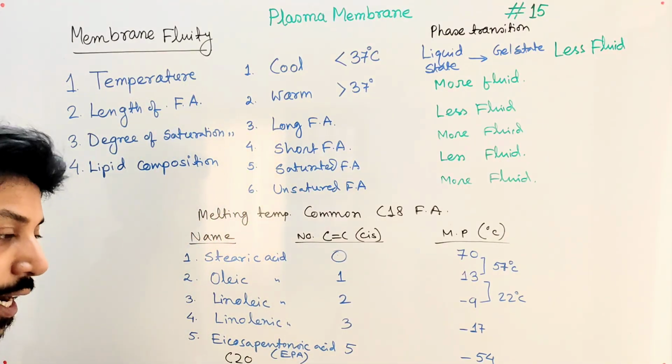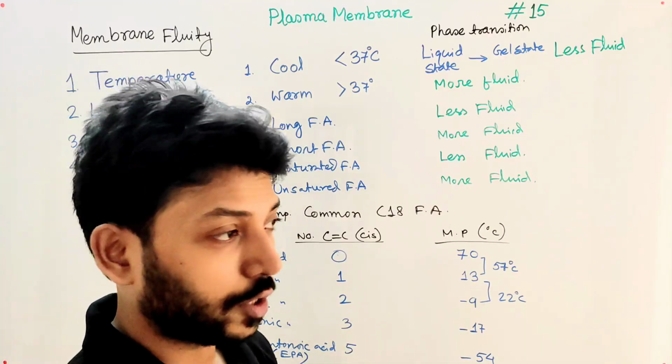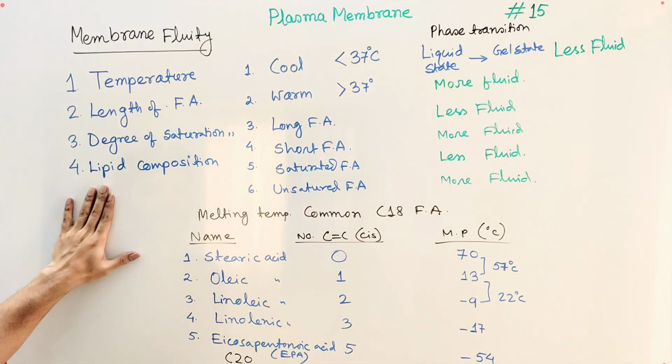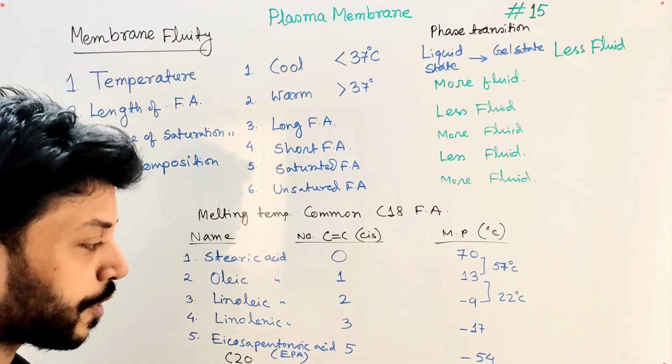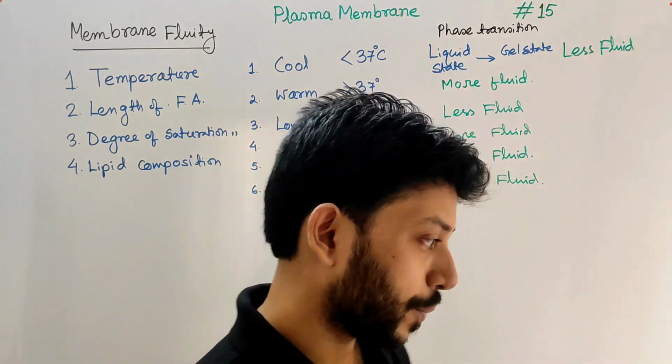Also, it is a higher or longer fatty acid chains. Now let's talk about the fourth factor, that is the lipid composition. How does lipid composition of the plasma membrane actually regulate the membrane fluidity? Now let's talk about how lipid composition affects the membrane fluidity.